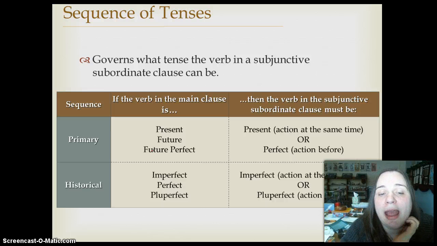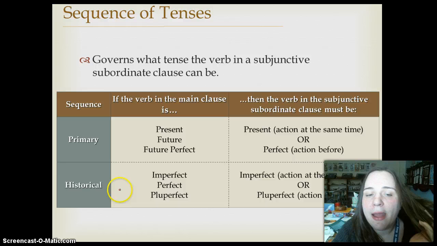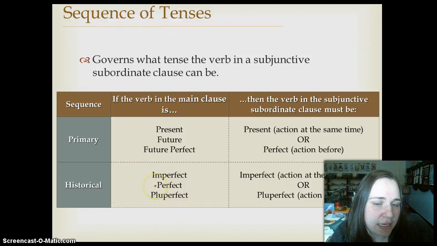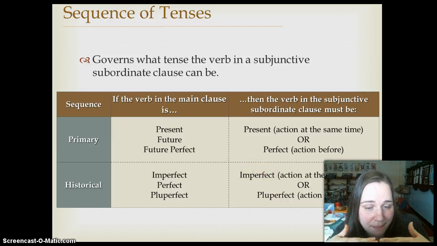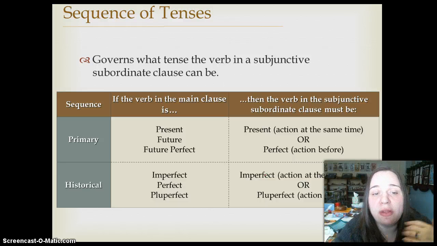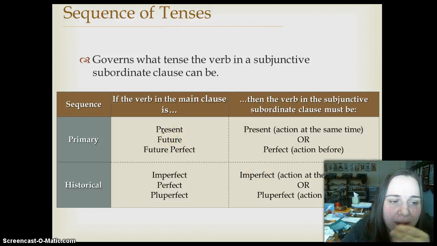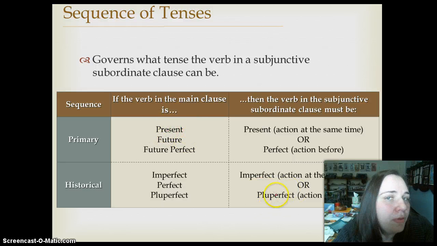Now, if you have any of the 3 past tenses, imperfect, perfect, or pluperfect, that's historical sequence or secondary sequence. And if you have any of these as the main verb of your sentence, then your subjunctive subordinate clause can only have an imperfect subjunctive to show action happening at the same time, or pluperfect to show action before, okay? So you will never see, well, never is a strong word, but you shouldn't see a verb in the present tense in the main clause that then has a pluperfect subjunctive in the subordinate clause.